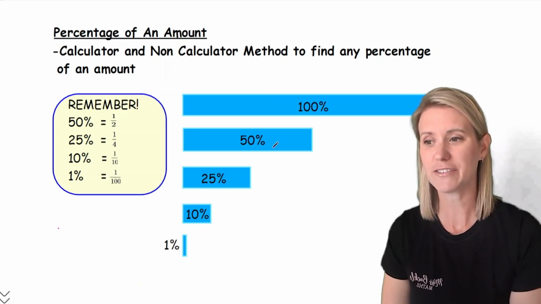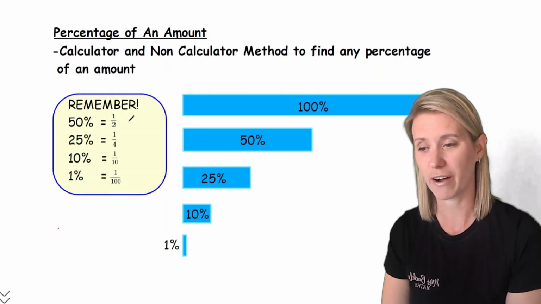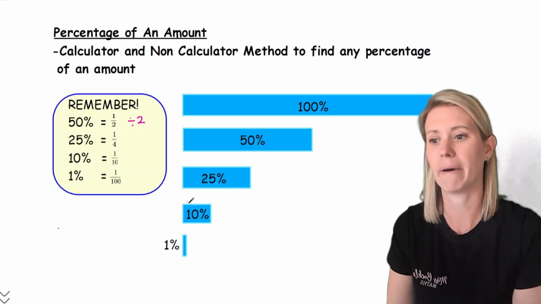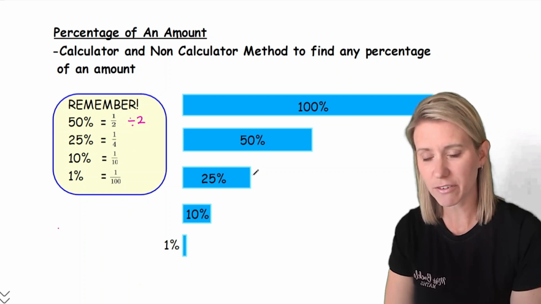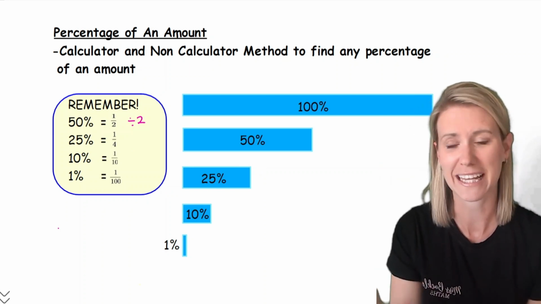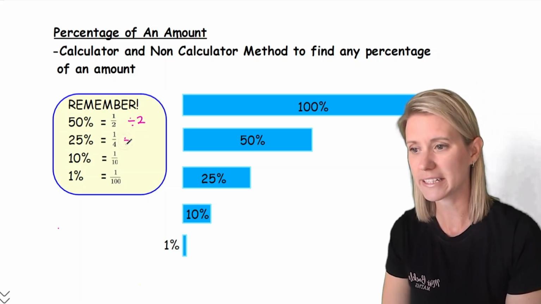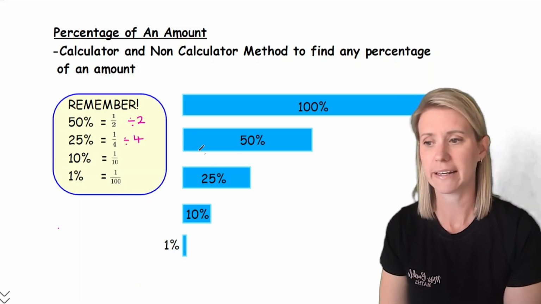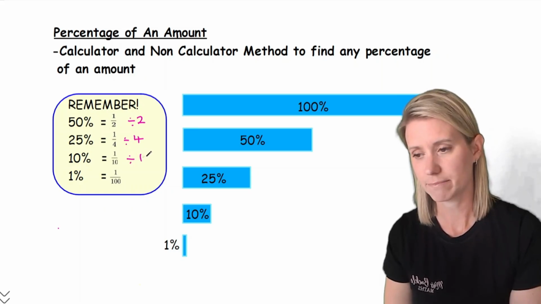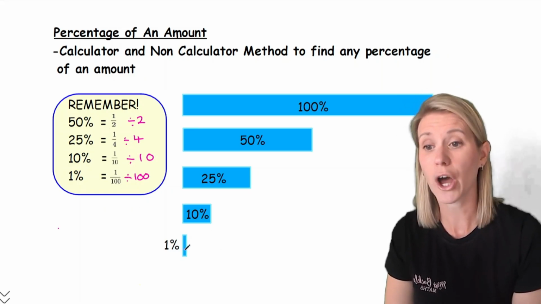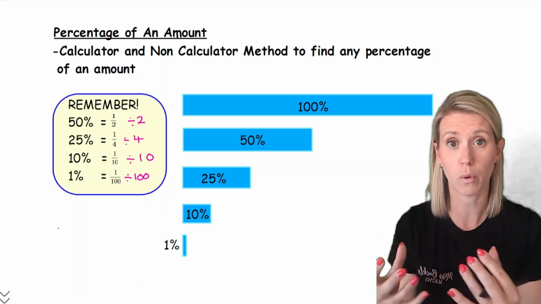To find 50%, we actually have to divide it by 2 because it's half of 100%, the whole number. To find 25%, well, 25 is the same as a quarter because it is half of the 50%. So to find a quarter, we need to divide by 4. 10% is a tenth of 100%, therefore we need to divide it by 10. And to find 1%, we're dividing it by 100 because it's a 100th of the whole 100%.